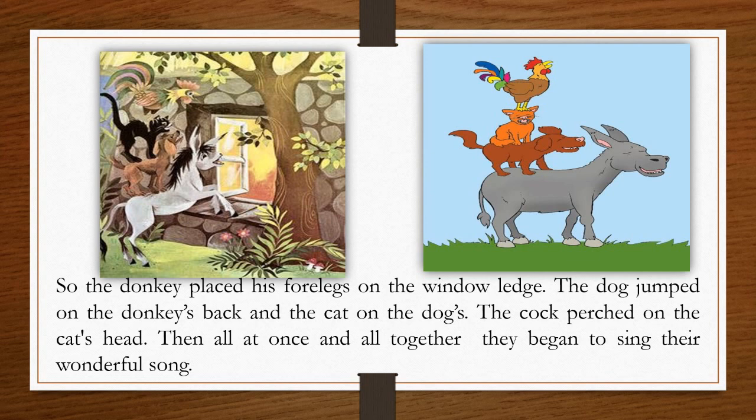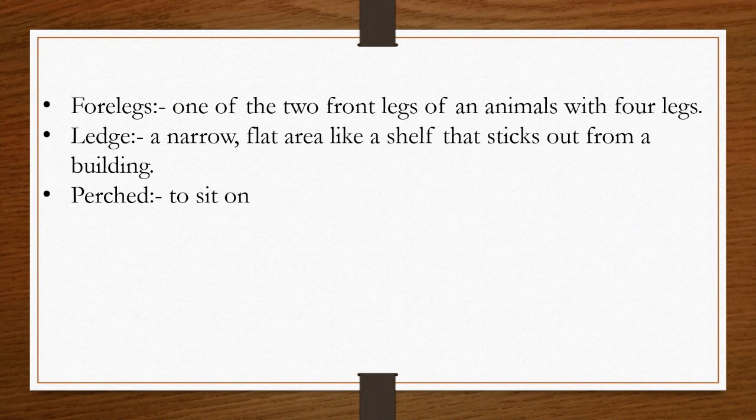So students, as you can see in the first picture, the front two legs of the donkey are on the window ledge. Then the dog jumped on the donkey's back and the cat on the dog's back. And then the cock sat on the cat's head. Then together they began to sing their wonderful song. The difficult words are front legs, the two legs at the front of an animal with four legs. Second one is ledge, a narrow flat area like a shelf that sticks out from a building. Third one is perched, to sit on.